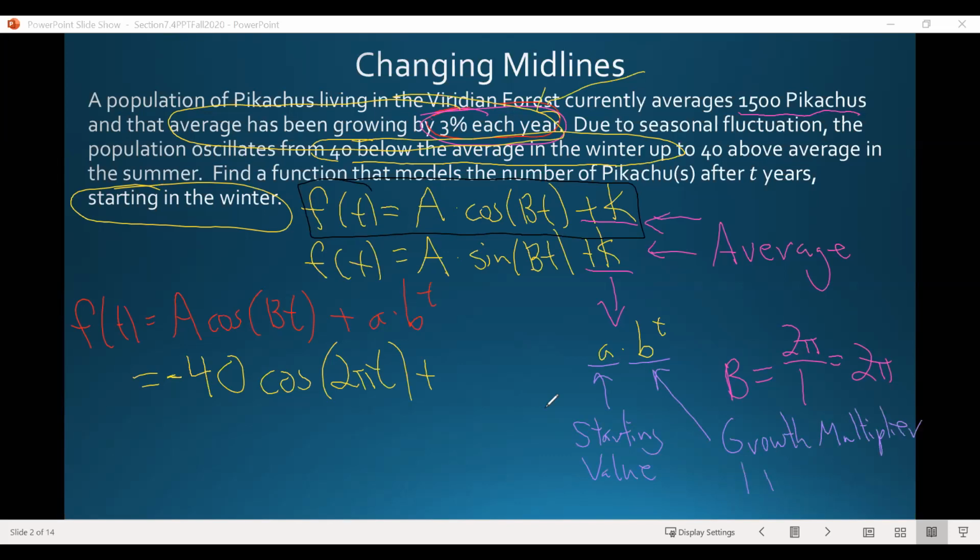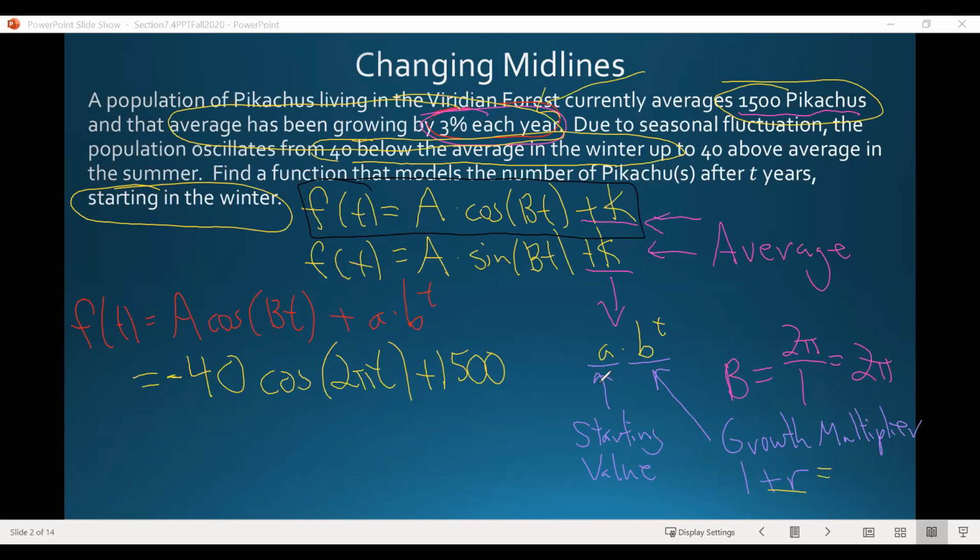Which is given by 1 plus R. And yeah, so we need to fill in those values here. So we're told the starting value for the average, or for the midline. That starts at 1,500. And then because it grows by 3% each year, that tells us that 3% is our value for R.